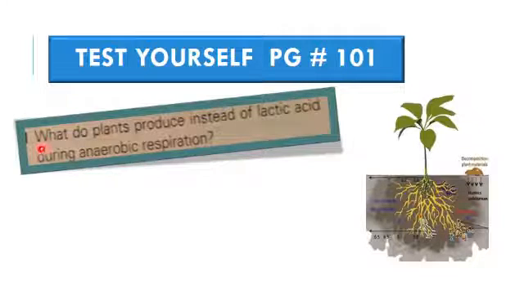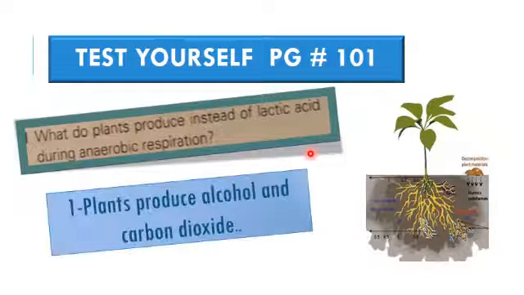So let's have question number 1, that is, what do plants produce instead of lactic acid during anaerobic respiration? You can easily explain that plants, instead of producing lactic acid anaerobically like animals, will produce alcohol, that is called ethanol, and carbon dioxide.